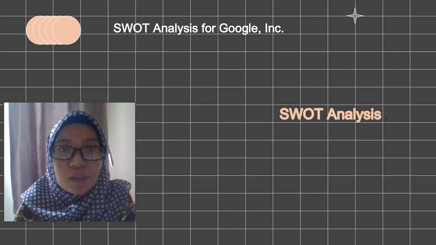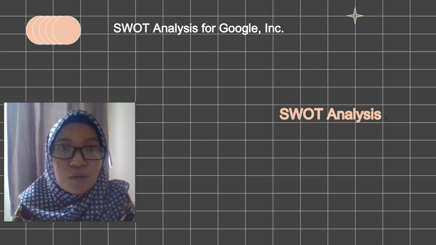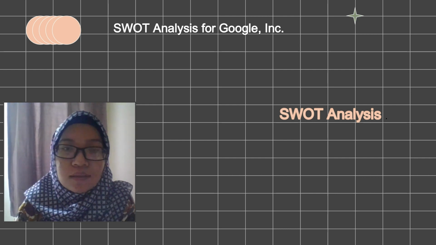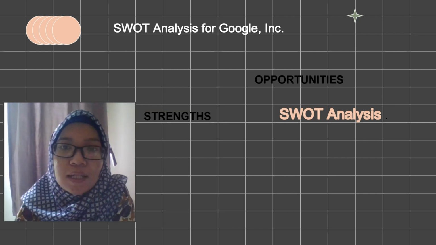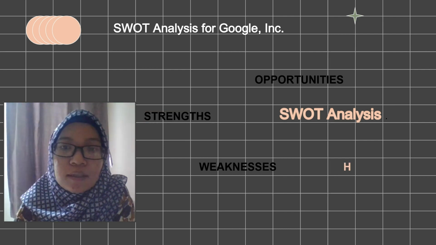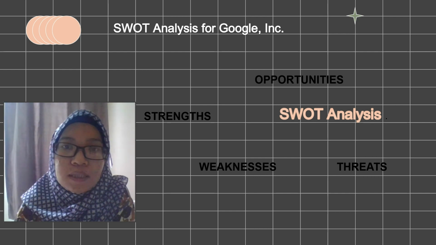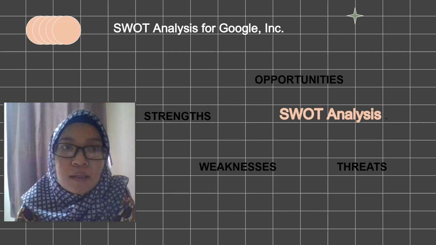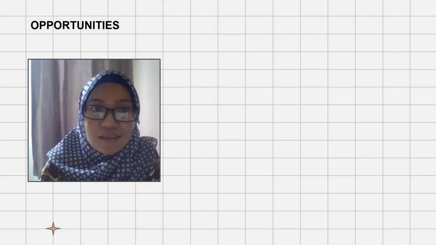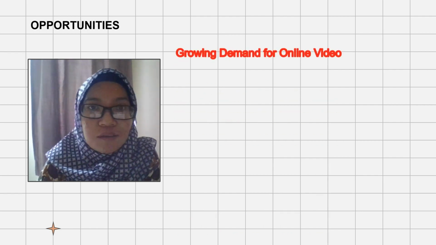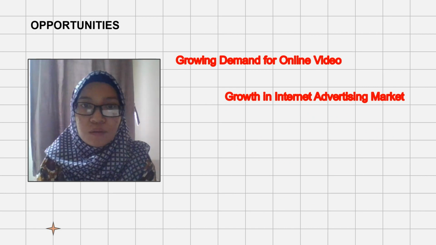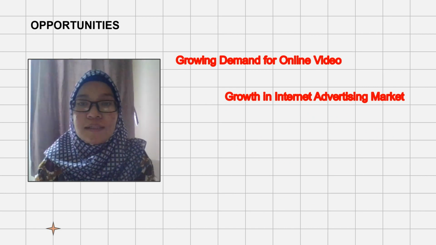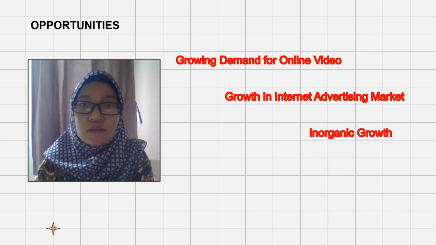This is an example of a Google company SWOT analysis. SWOT analysis consists of opportunities, strengths, weaknesses, and threats. For opportunities, the company has growing demand for online video, growth in internet advertising market, and inorganic growth.